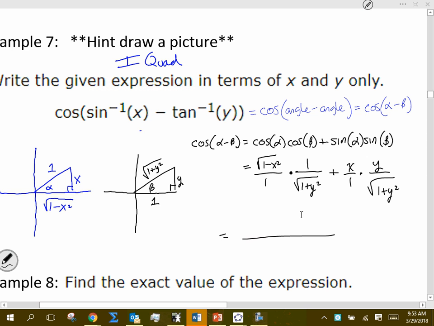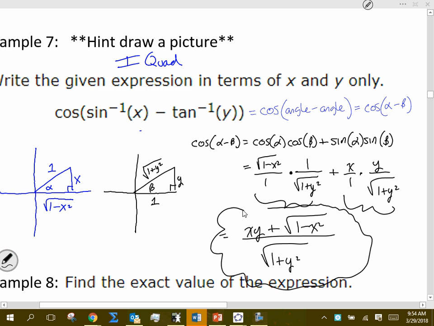Now if I look at these two fractions, that one there and that one there, they're going to have the same denominator, right? Numerators are going to be that product and then that product. So I'm going to rewrite this as xy plus the square root of 1 minus x squared. And now I have a formula to find various solutions.